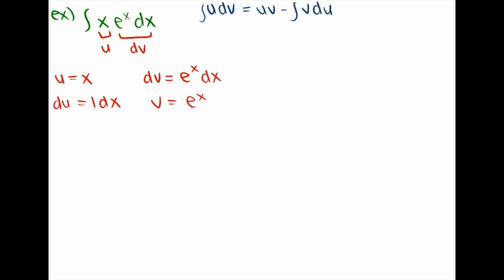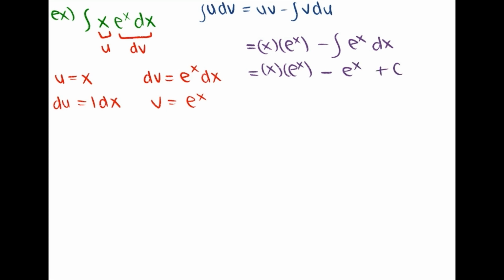So let's see if I plug that in, if it really makes a difference in solving it. I have u times v, so x times e to the power of x, minus the integral of v, e to the power of x, times du, which is just dx. That looks beautiful to me. The x e to the power of x is solved for us already, and I'm subtracting the integral of e to the power of x, which is just e to the power of x. And so I already have my final answer.